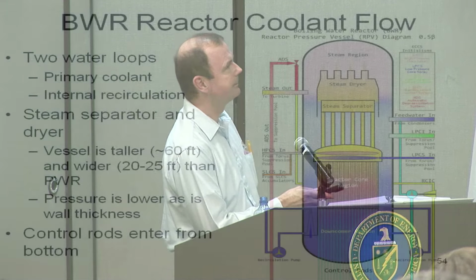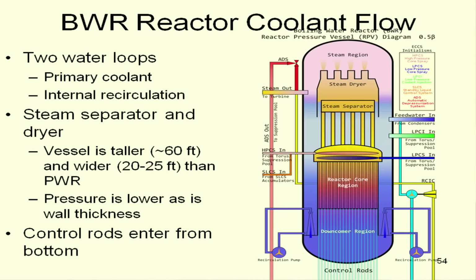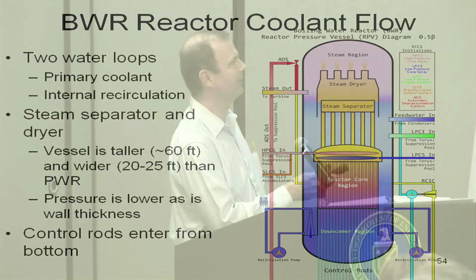The reactor is pretty much, you've got your core. The control rods come in the bottom on this, and they have to do, well, let me start the other way around. Up at the top, the mixture of steam and water droplets comes off, and you've got a steam separator and a steam dryer.